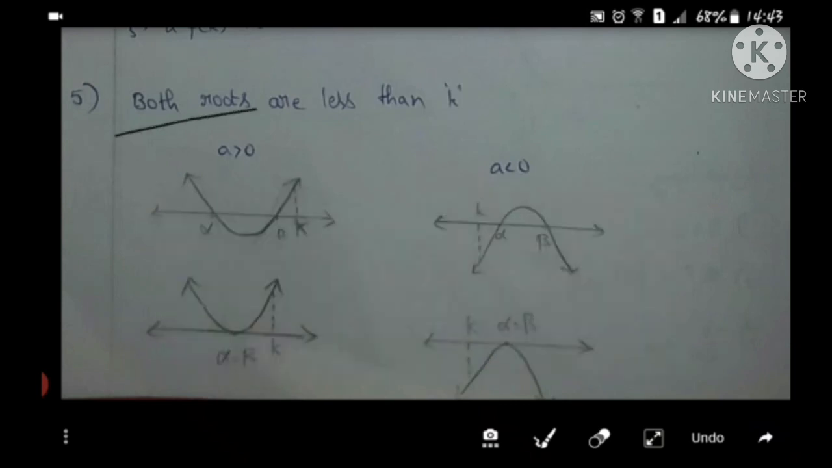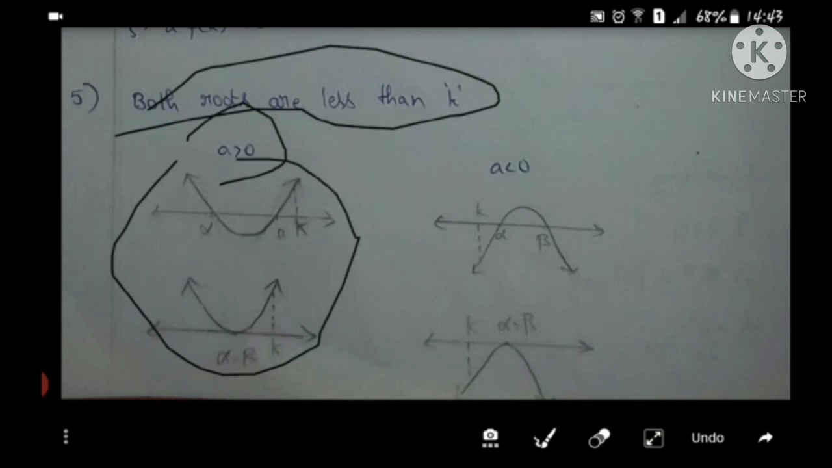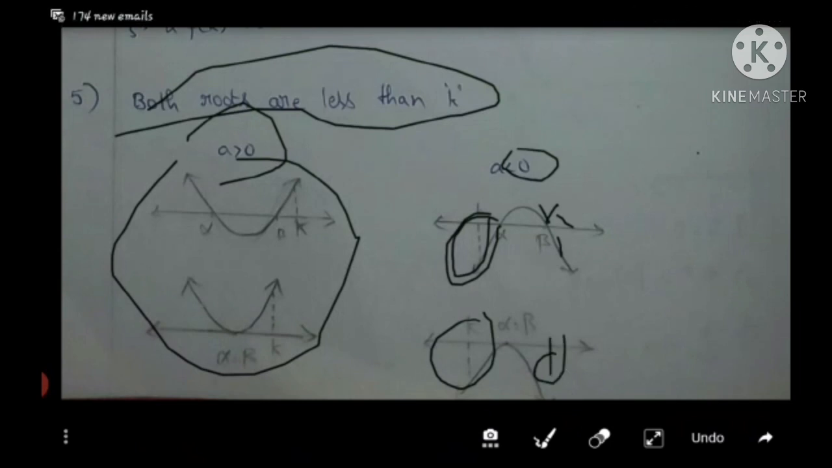Okay, the fifth one is both roots are less than k. If a is greater than 0, then we get these two graphs. If a is less than 0, here I wrote some mistake. I am going to say the mistake, you correct it. Here I wrote k on this side, if alpha and beta are greater than k. Now this k should be in the same way, in both cases. I have written a mistake. I hope you cut this mistake.